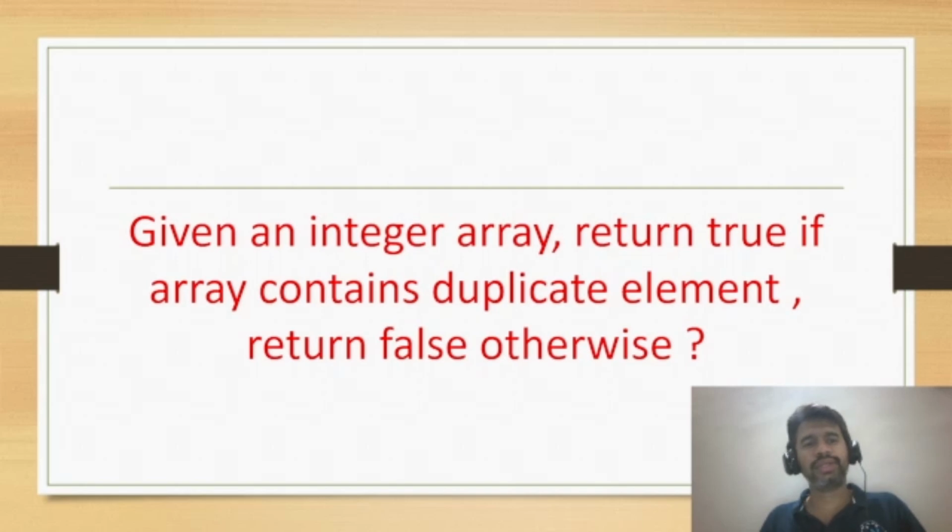So the next question is we are given an integer array. We have to find if it contains duplicate elements. If so, we have to return true, otherwise return false. So you have to find in the given array whether it contains duplicate integers or not. If so, return true or else false. So let's see how to implement this.